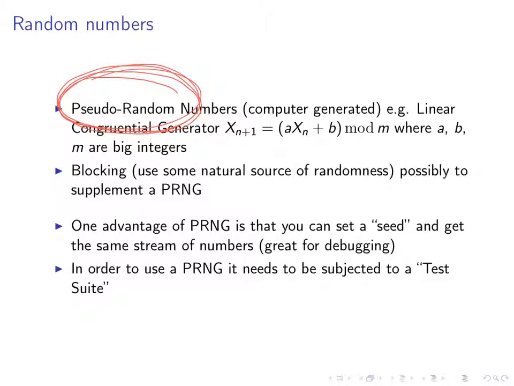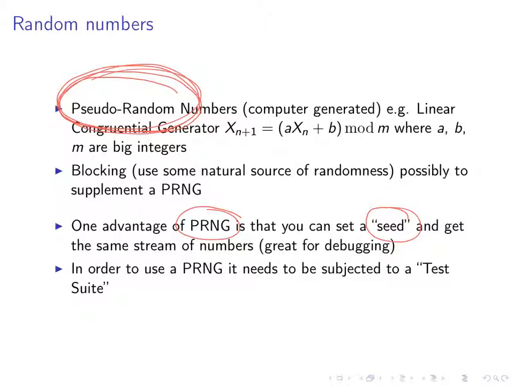of random numbers. Something you might get interested in if you become more computational is the idea of blocking, where you add some natural source of randomness, possibly in the interests of speed. You do this to supplement a pseudo-random number generator. The advantage of a pseudo-random number generator, though, is that if you set this seed, you always get the same stream of random numbers, and that's a great way for debugging any computer technique that involves random numbers.